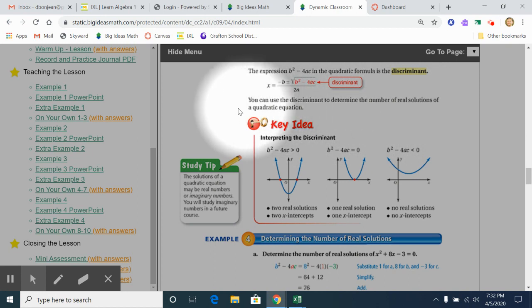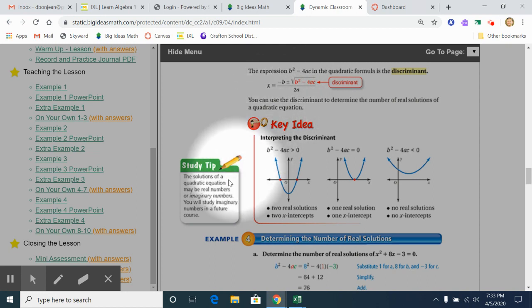So again, the discriminant is a portion of the quadratic formula. If we look up here, it says the expression b squared minus 4ac. That's what's underneath the square root symbol in the quadratic formula, and it is called the discriminant. So we are going to use just that portion of the formula, b squared minus 4ac, to determine how many solutions an equation has, and we're going to talk about how to do that.